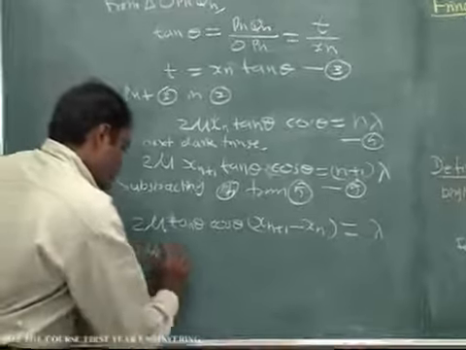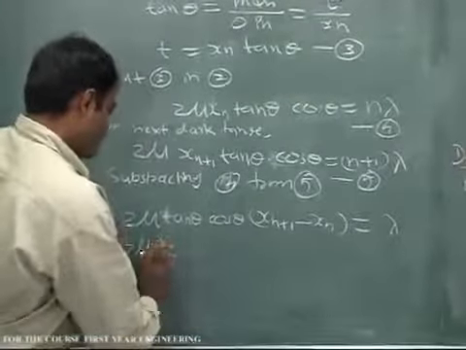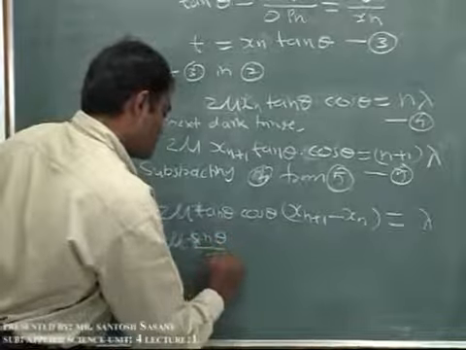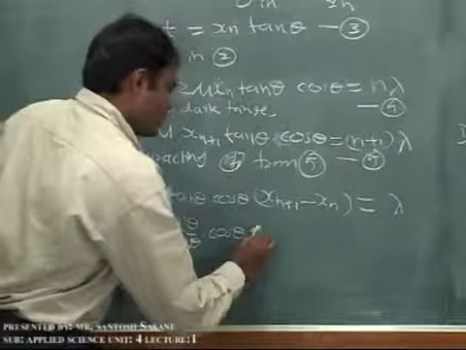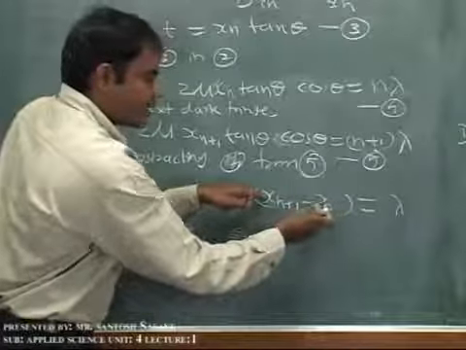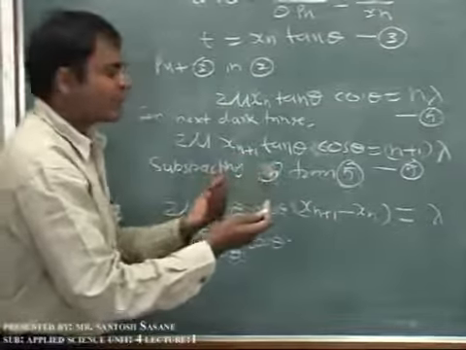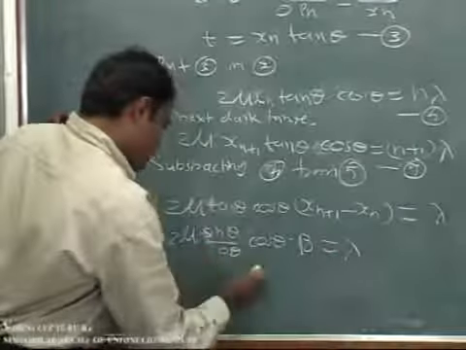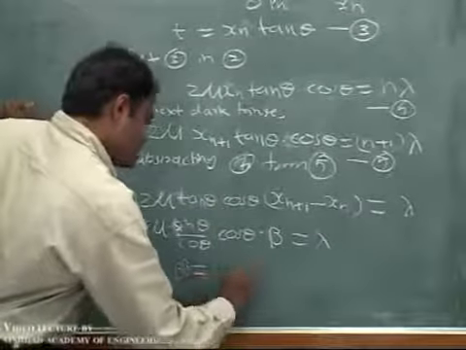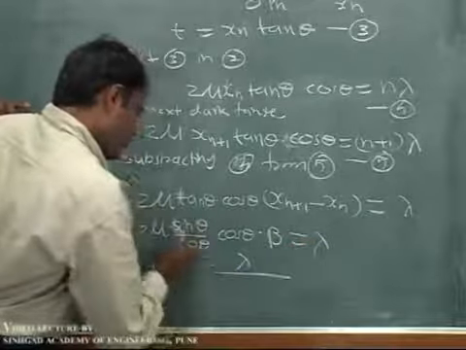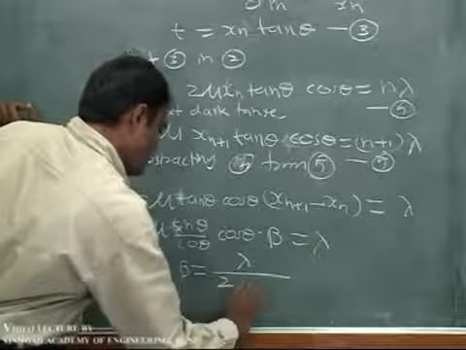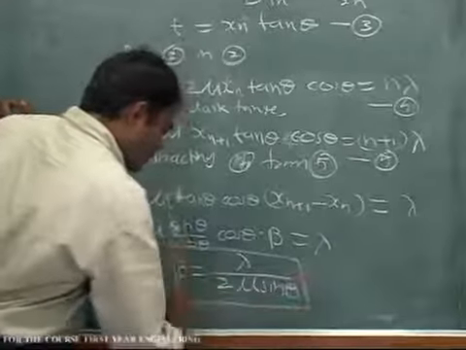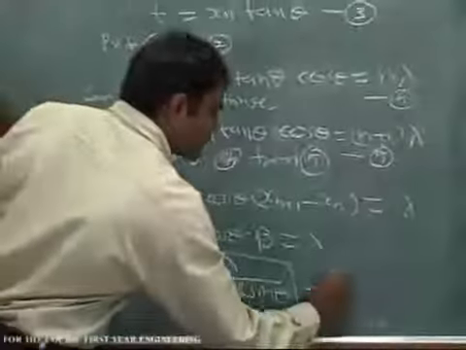Now simplifying this, 2μ, no t here. So instead of tan θ, we can write sin θ upon cos θ, into cos θ. Now x(n+1) − xn is nothing but the difference between two consecutive dark fringes, that is the fringe width beta, is equal to λ. Therefore I can write the simplified value, beta is equal to λ divided by 2μ sin θ, as cos θ will get cancelled. So this is the expression for fringe width, that is beta. This is equation number 6.